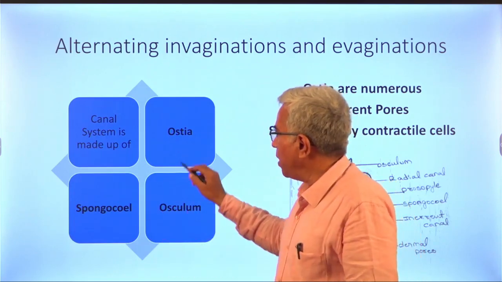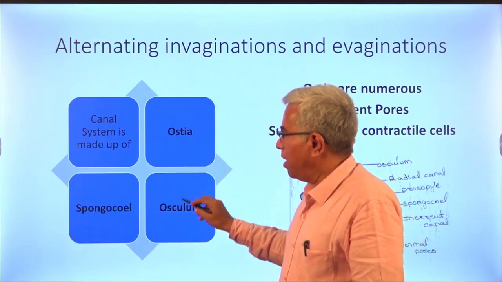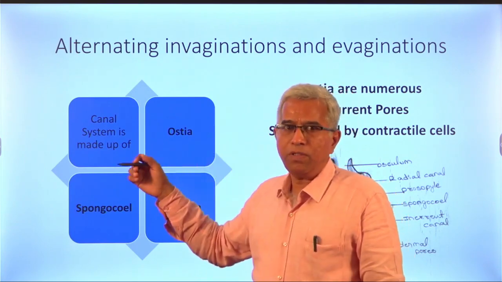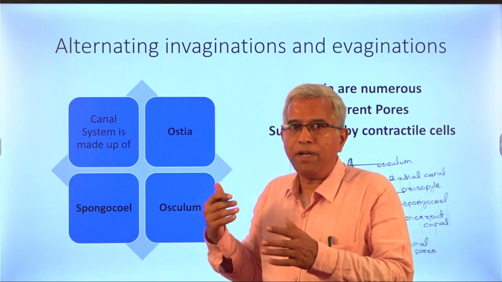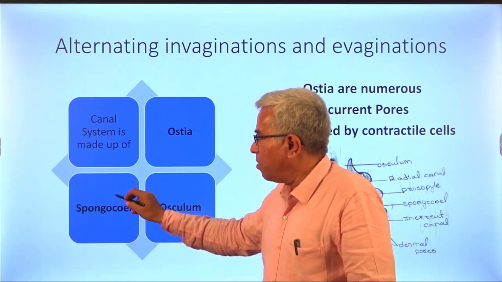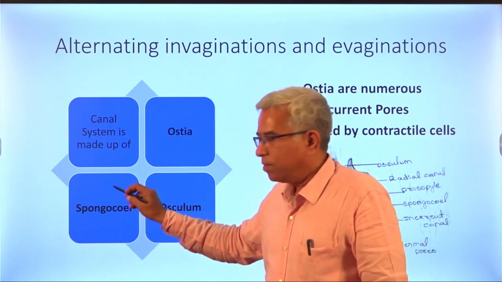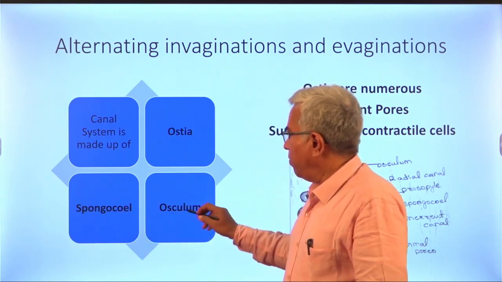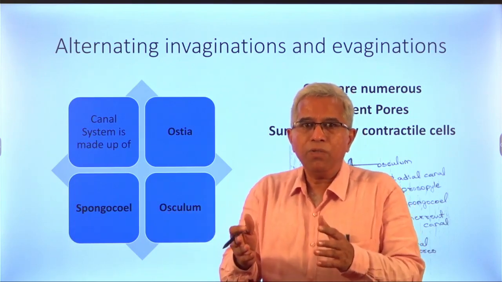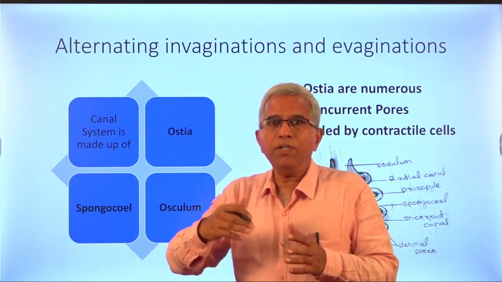Here you have seen two types of pores, namely ostia and osculum. Ostia are the inhalant pores. That means through ostia, the water enters into the body of a sponge. And the cavity that is present inside the body of a sponge is called spongiocele. Whereas osculum is a big opening through which the water is drained out.